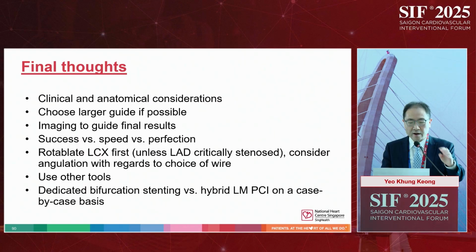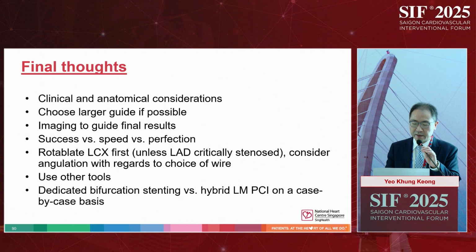So I want to end off with these final comments. When we do rotablator of the left main, there are clinical and anatomical considerations. Choose a larger guide if possible. Use imaging to guide final results. We need to consider success versus speed versus perfection. And I generally rotablate the circumflex first. Do use your other tools, whether it's IVL therapy or Shockwave. And then we do need to understand some of the science behind the choice of dedicated bifurcation stents versus hybrid left main PCI with drug-coated balloons on a case-by-case basis.